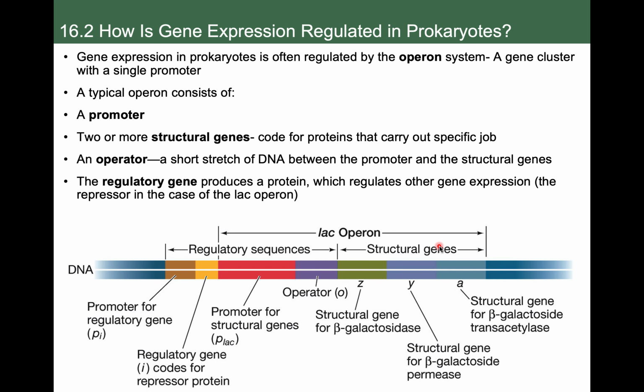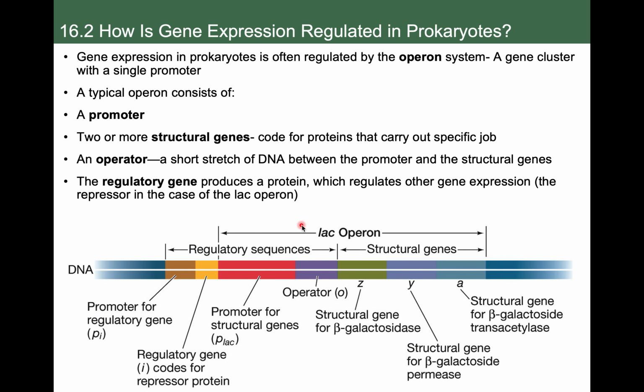And prokaryotes are unique because they use what's called the operon system. And if you have any OCD tendencies, this will appeal to you because the operon system is very organized and a neat and tidy way to organize and regulate gene expression. And so we're going to look at just one example of an operon that's called the lac operon, and it is so named because it is involved with regulating the genes that are important for digesting lactose, which is a sugar you find in dairy products.